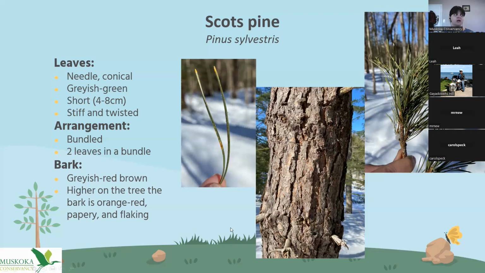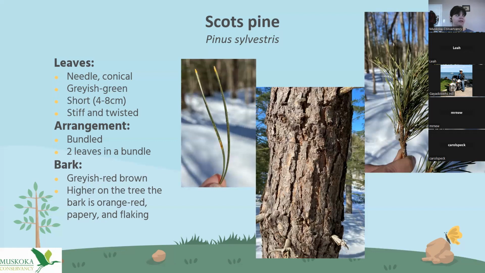It, of course, has conical needles as well that tend to be a more dull grayish green. They are quite short compared to the red pine, only 4 to 8 centimeters long. And they are quite stiff and tend to have a twisted appearance to them as well, which you can see in some of the needles on this twig or branch here. They are bundled in groups of 2, quite similar to the red pine.